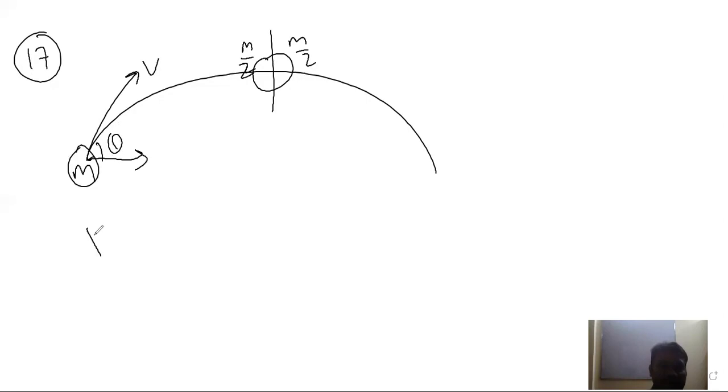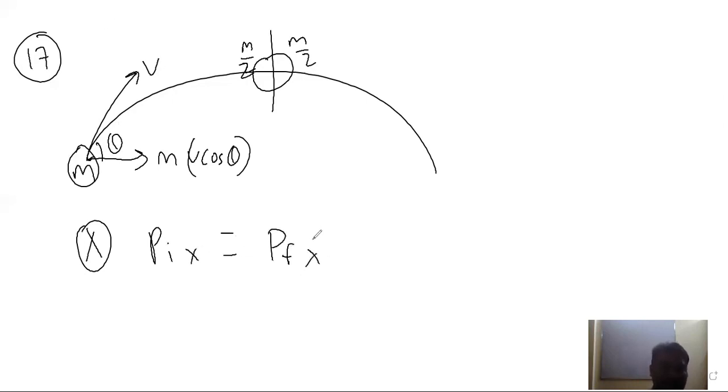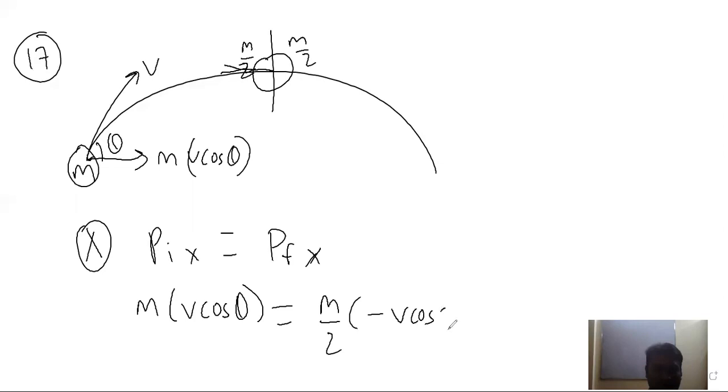Initial momentum in x direction is mass m into velocity in x direction, which is v cos theta. So p initial x is equal to p final x. P initial x comes out to be m into v cos theta, and p final x is for the final parts. One part retraces the path, so its momentum will be m by 2 into minus v cos theta. Minus because it retraces in the opposite direction. Plus m by 2 into v dash. V dash is the velocity of this part in the horizontal direction.